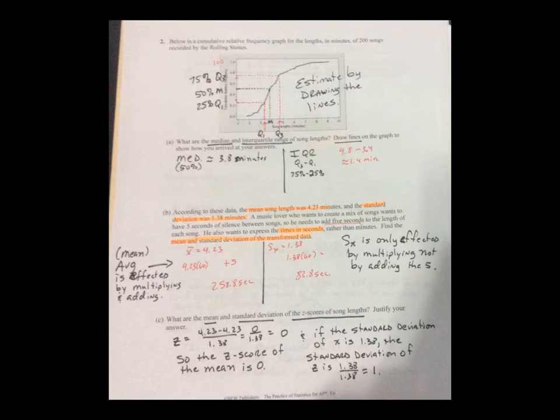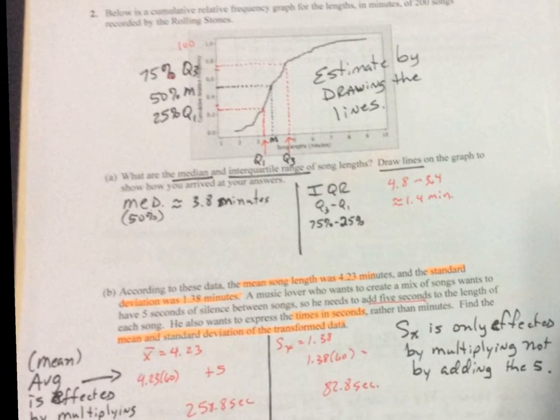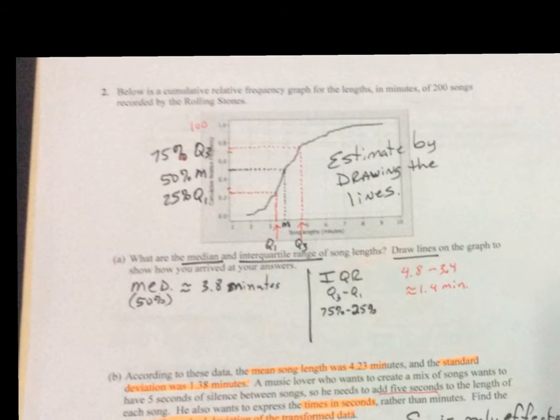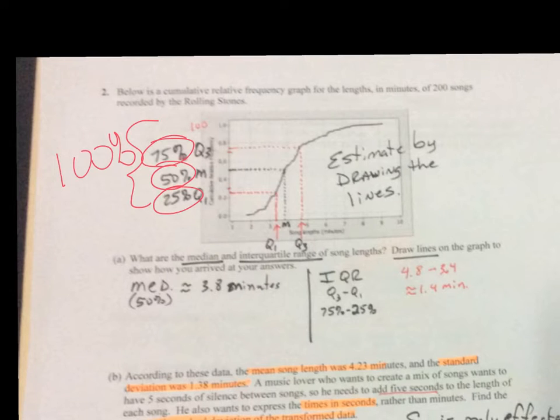All right, question number 2 deals with a cumulative relative frequency graph. Now remember, cumulative relative frequency is 100%. So this side right here deals with 100%. So Q3 is 75%, Q1 is 25%, and your median is 50%. So you have to calculate those. Well, the median, if you take your median at 50%, calculate it right here, go all the way over to your graph, and then come straight down.